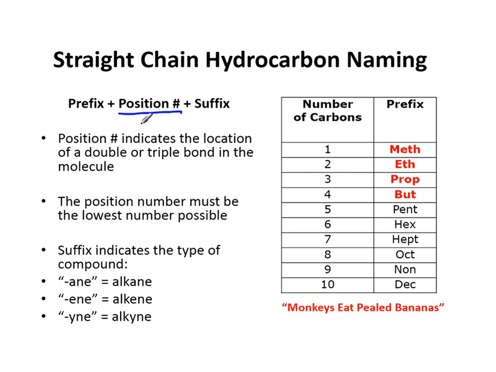The next part of the name is the position number. We'll deal with a little bit more on that when we get into some examples next. Let's take a look at the suffix. There are different suffixes that you can see. The ANE ending stands for alkane, and remember, alkanes we said were single bonds. ENE is for alkenes. This is telling you there's a double bond. YNE is for alkyne. This tells you triple bonds.